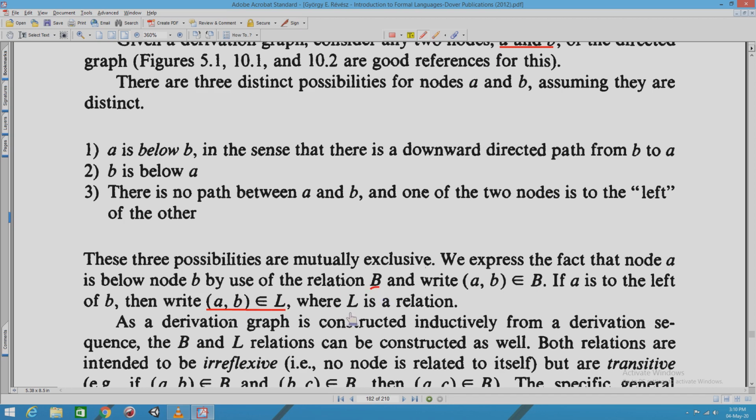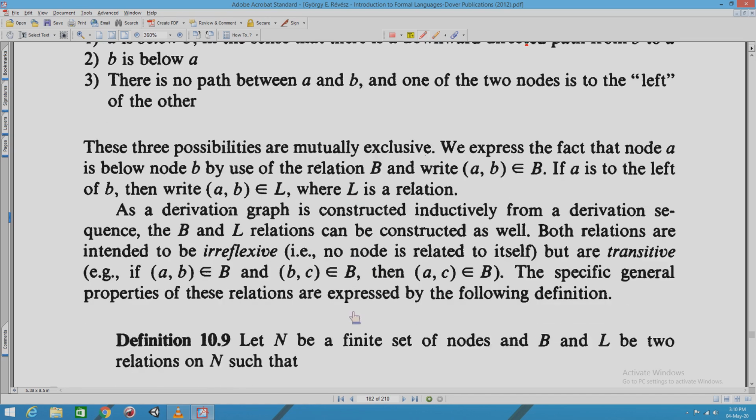Okay, so now we have two relations, B and L. The B relation means that the first element of the pair is below the second element, and similarly the L relation means the first element of the pair is to the left of the second element of the pair.